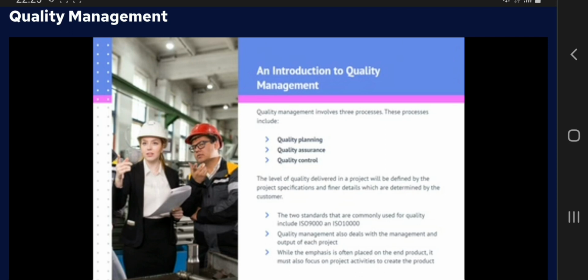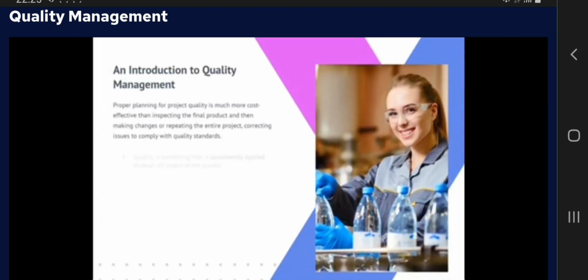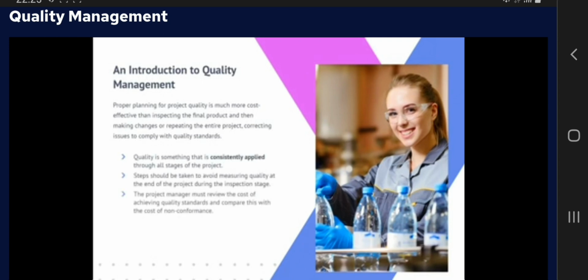Quality management also deals with the management and output of each project. While the emphasis is often placed on the end product, it must also focus on project activities to create the product. Proper planning for project quality is much more cost-effective than inspecting the final product and then making changes or repeating the entire project, correcting issues to comply with quality standards.